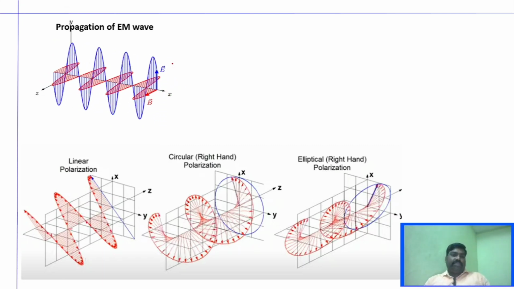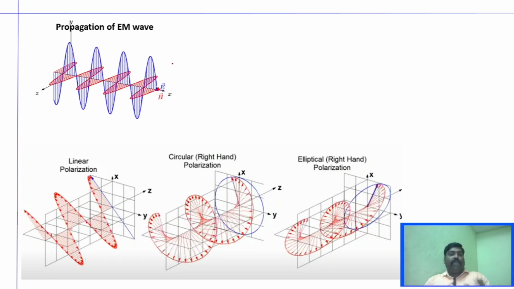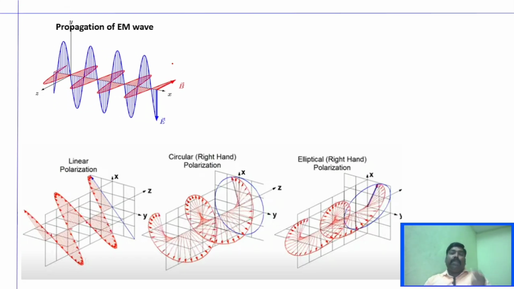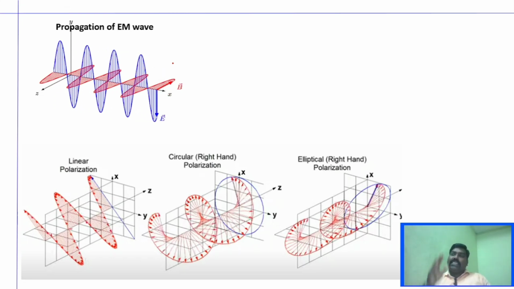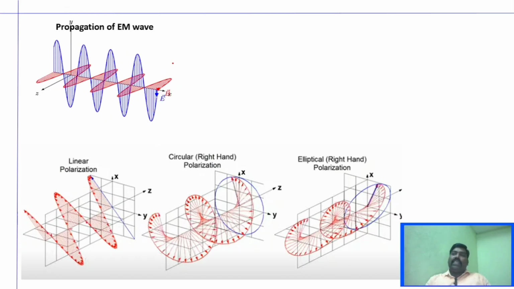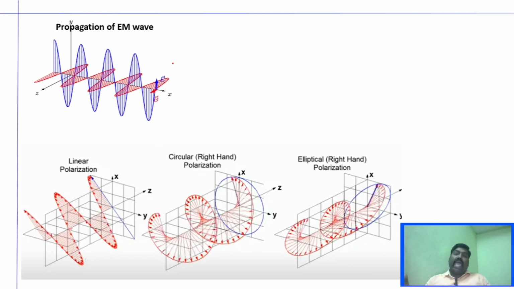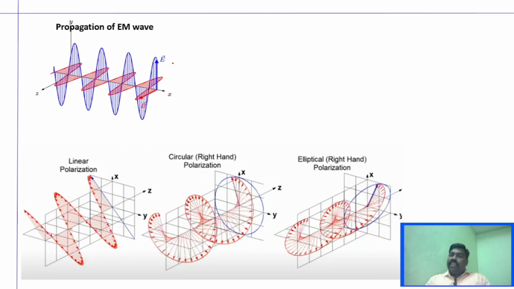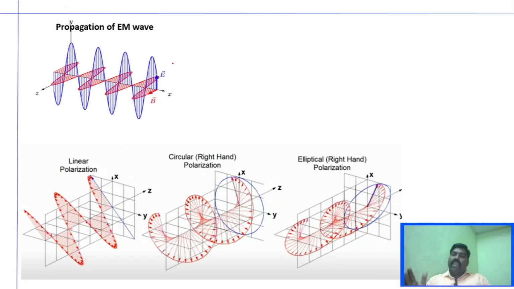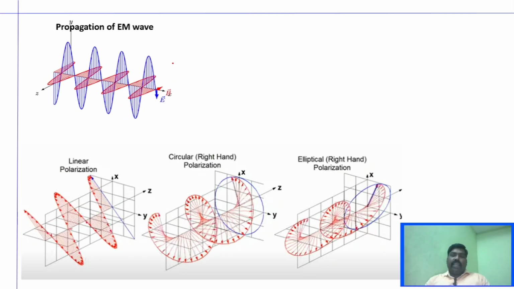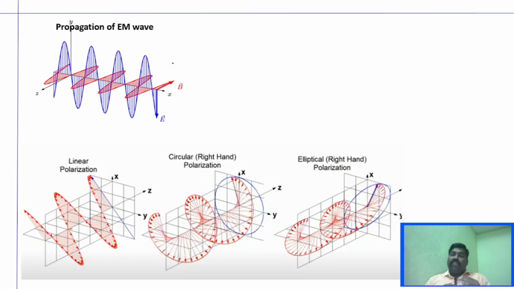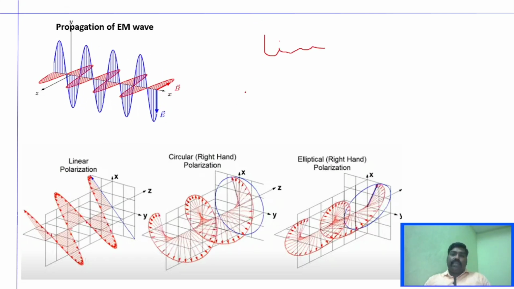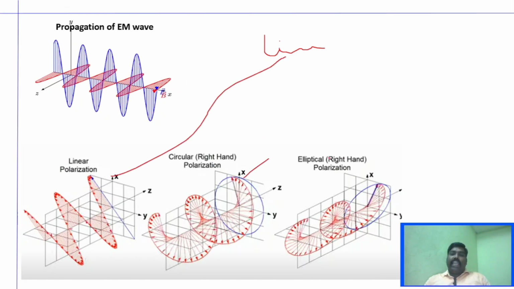Polarization of the antenna is the direction of the electric field produced by the antenna. And this direction of electric field determines the direction of transmission and reception of the antenna. I repeat that, the direction of electric field determines the transmission and reception direction of the antenna. And polarization is of three different types: linear polarization, circular polarization and elliptical polarization.